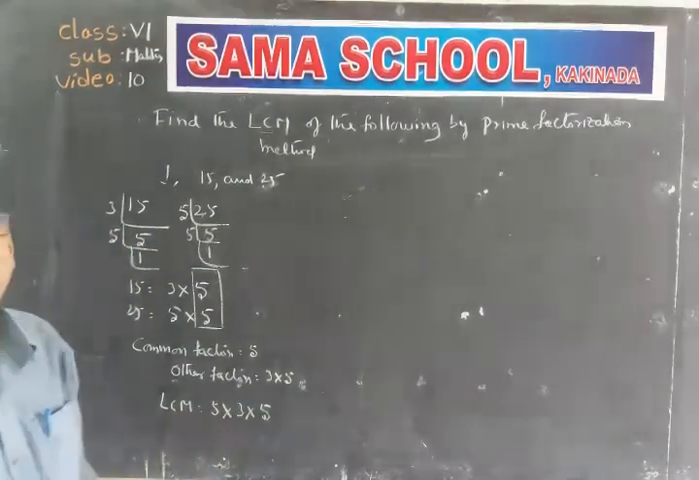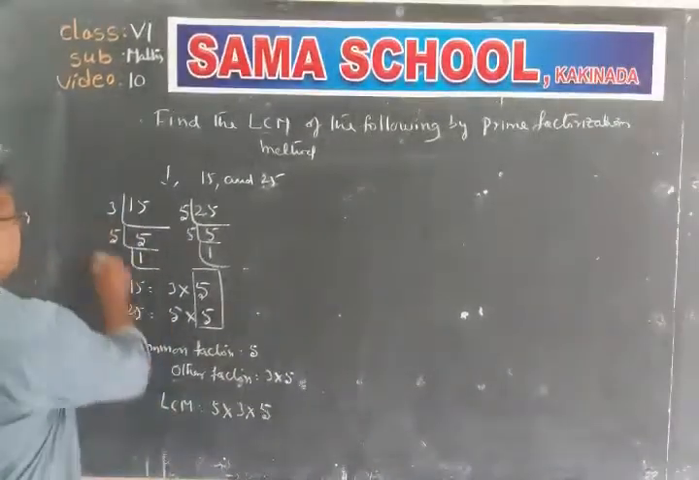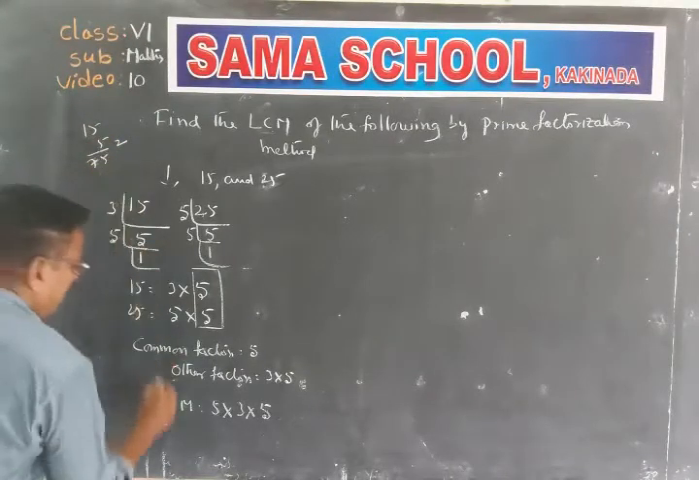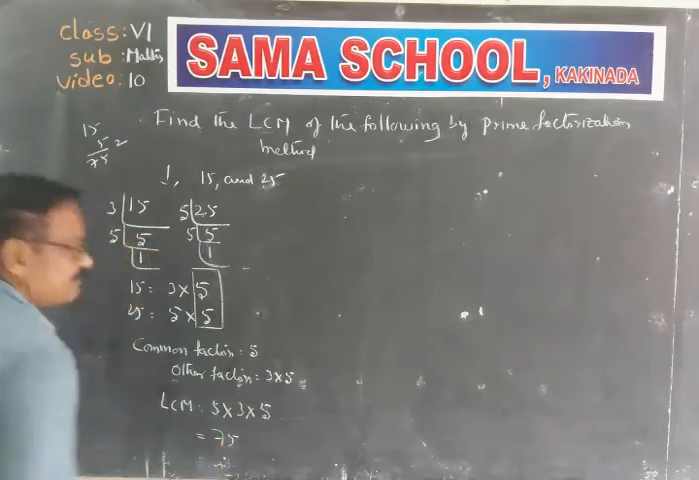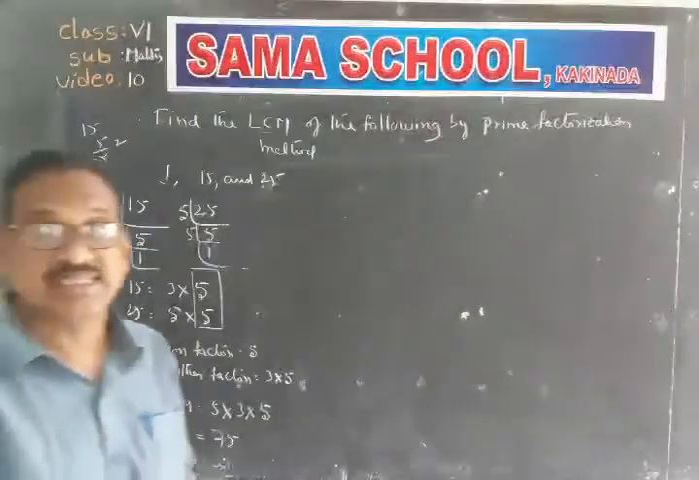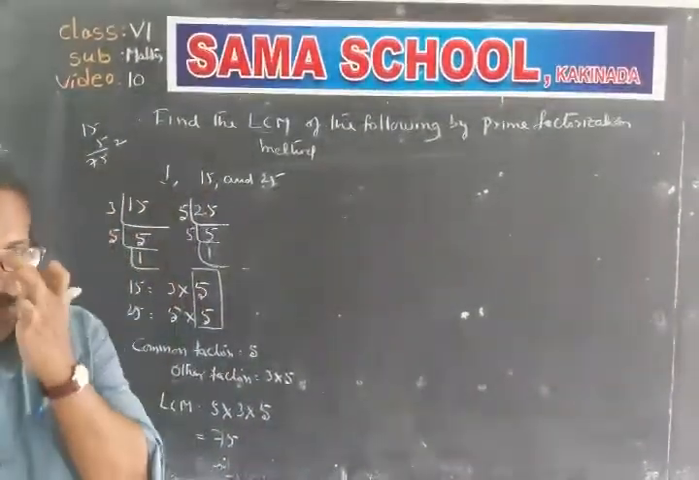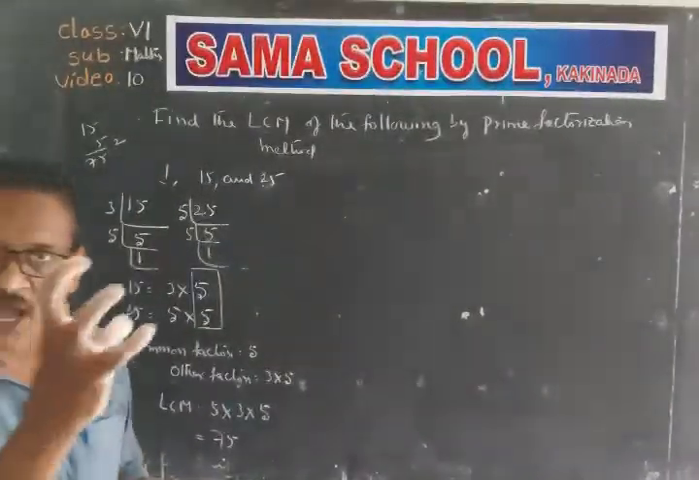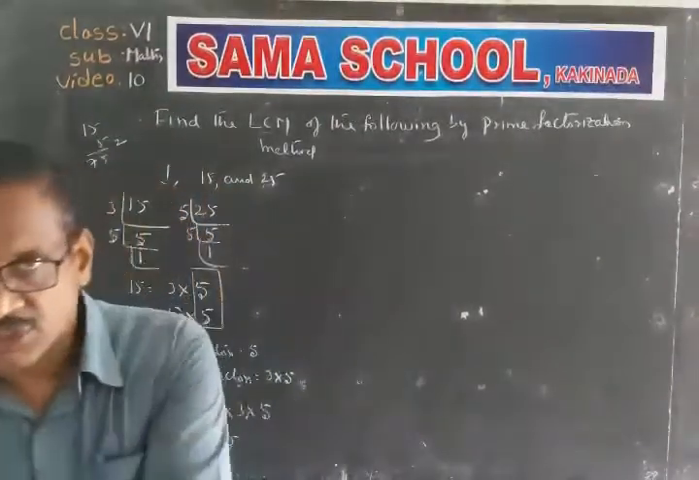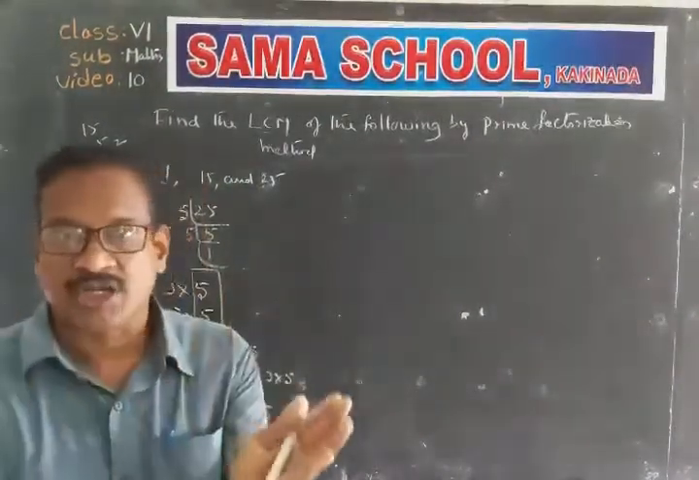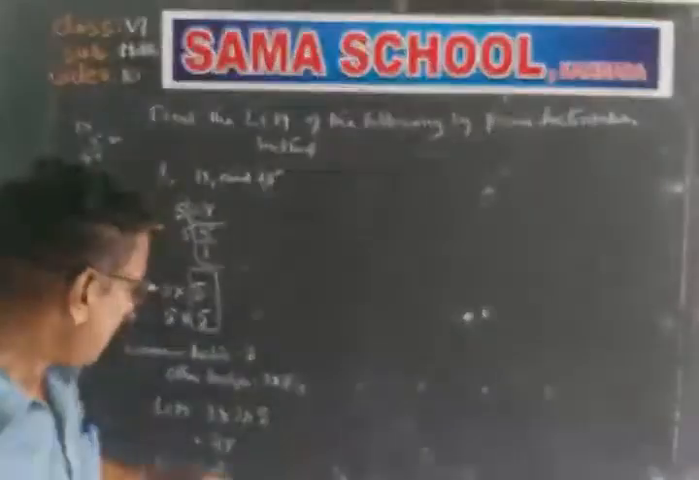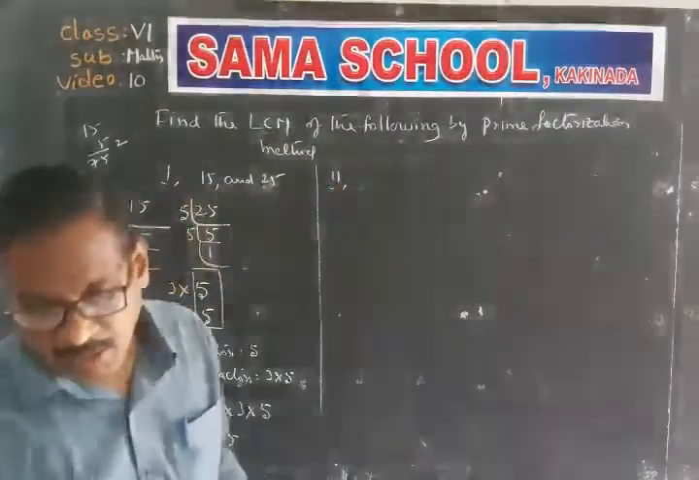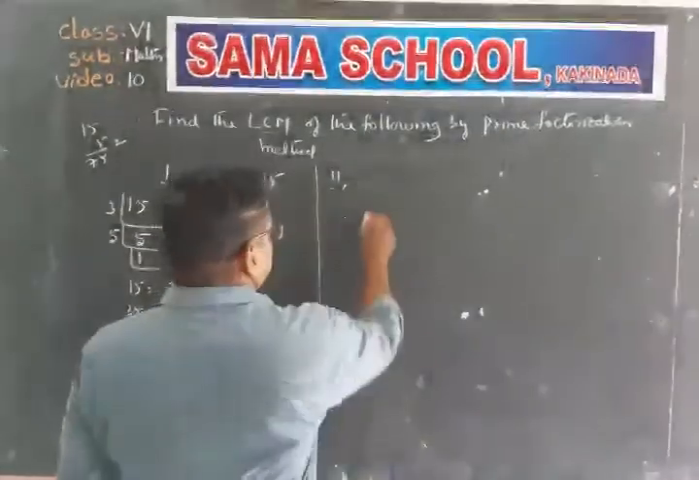5 3s are 15. 15 5s are 75. The LCM is equal to 75. This is the prime factorization method. To find the LCM, first you use the prime factorization method. In this, first you take the common factors and the other factors also, and the product of the common factors and other factors, that is the LCM.